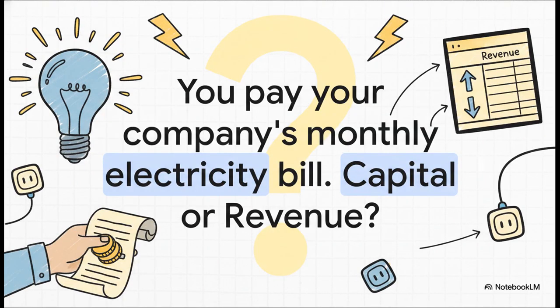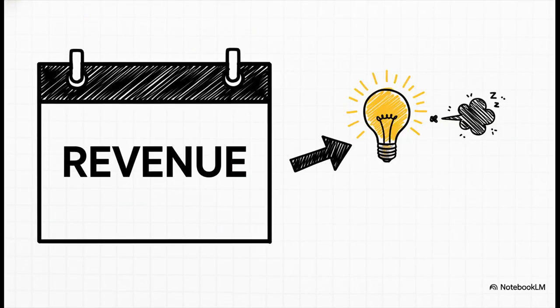Okay, next up, nice and simple. The electricity bill for the month comes in and you pay it. Capital or revenue? What do you think? That one's a slam dunk. It's revenue. You paid for the power you already used. The benefit is gone, consumed. It's a classic cost of just running the business.